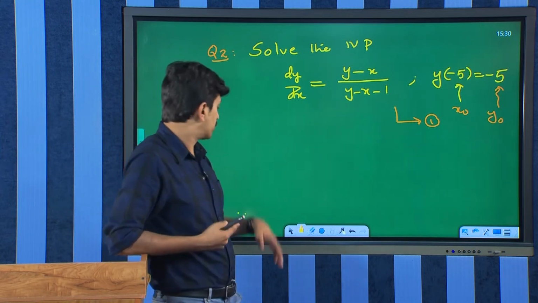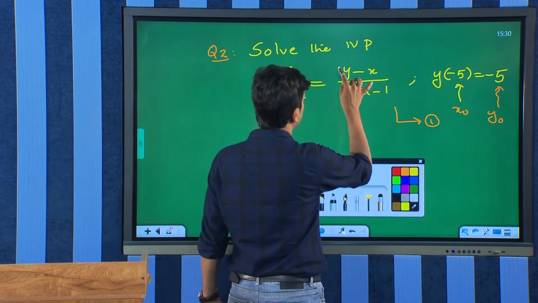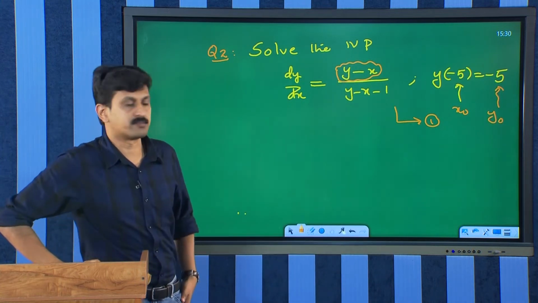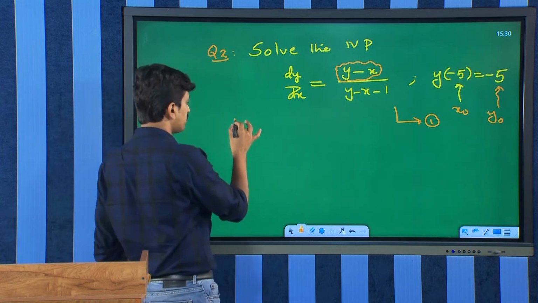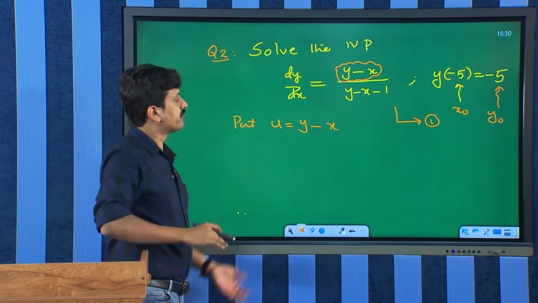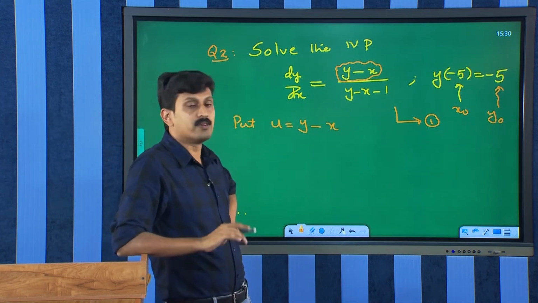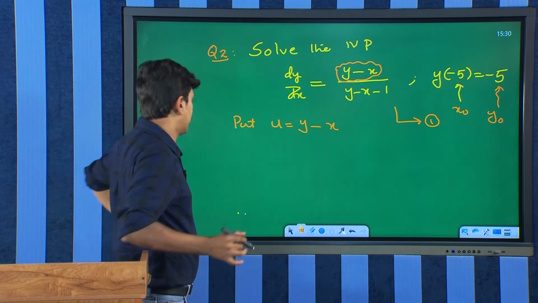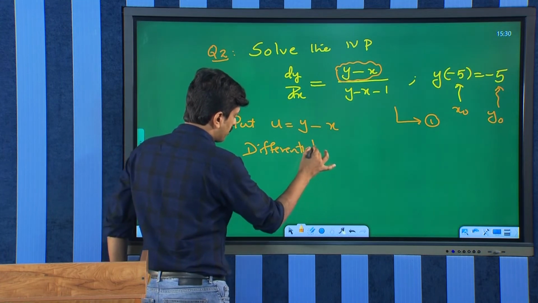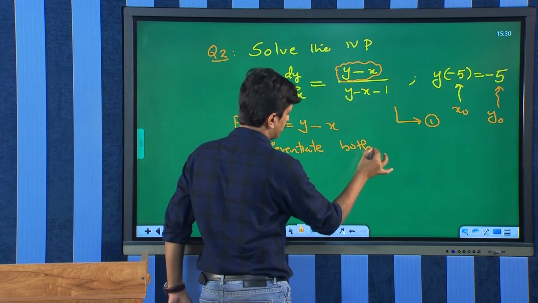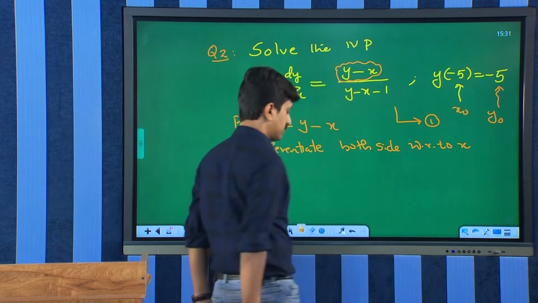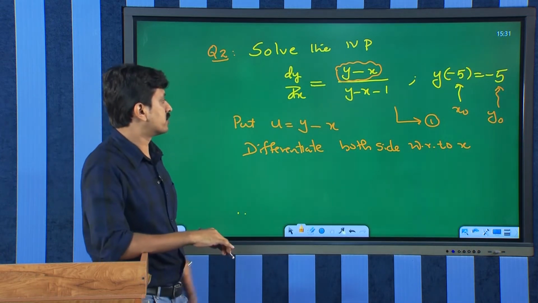So the only option is to separate by substitution. Our best choice for the substitution is y minus x. So we put u is equal to y minus x. No problem, we can differentiate both sides with respect to x.